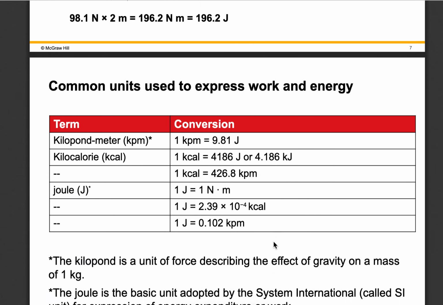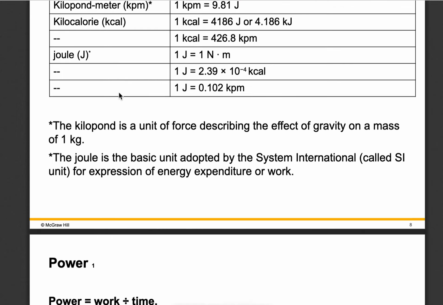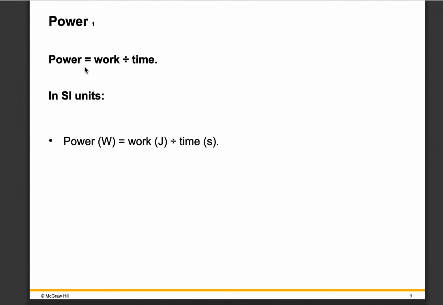When we look at this, something called a kilopond meter is a way of measuring work, or joules, in the world of exercise physiology. Or kilocalories, which is 1,000 calories. Think calories with the food you eat. So it's a measurement of energy as well, kind of the joules. You can see these different conversions on how to get from one to the other. This would be a good reference to go back to if you're looking at some of the math problems further in your book or as you move on. And so again, we have power.